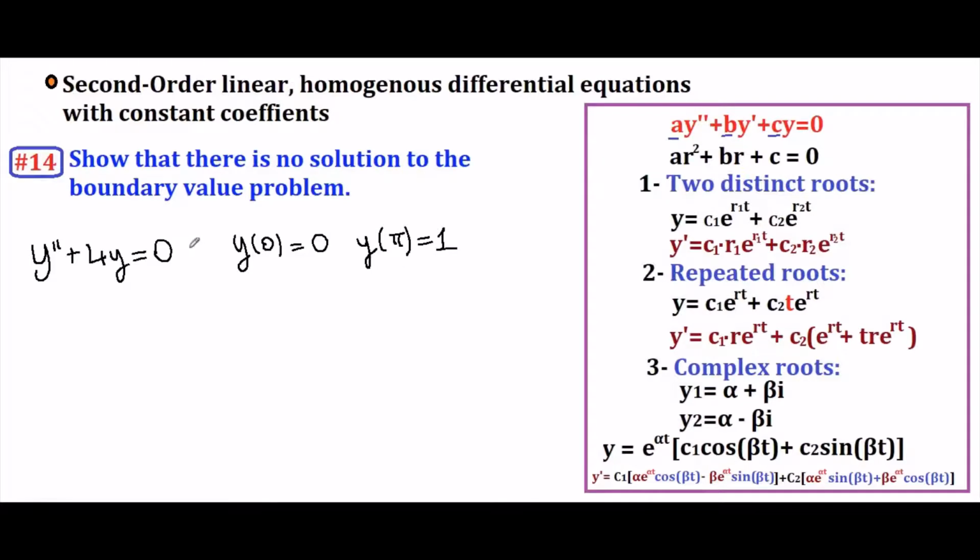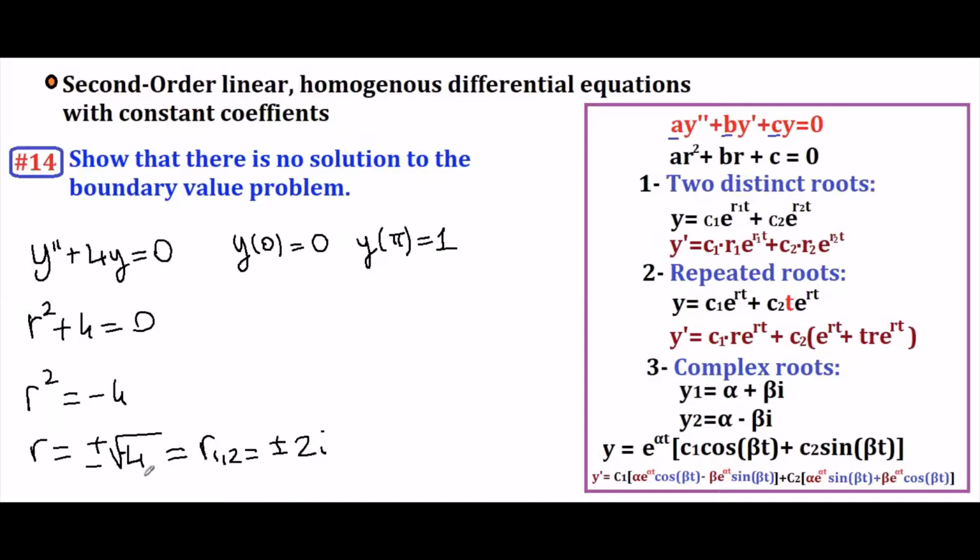At problem number 14, we're going to show that there is no solution to the boundary value problem. First, we start with the characteristic equation, r squared plus 4 equals 0, and we solve for r here. So take the square root on both sides. So r is equal to plus or minus the square root of negative 4. From here, r1 and r2 are plus or minus 2i because we have a negative value here. This is complex roots, which is 0 plus or minus 2i. In this case, our alpha is 0 and beta is 2.